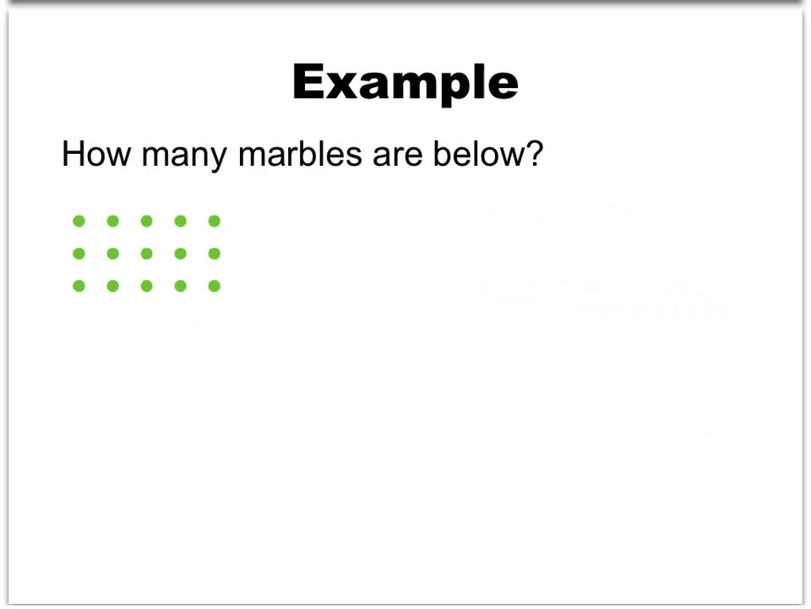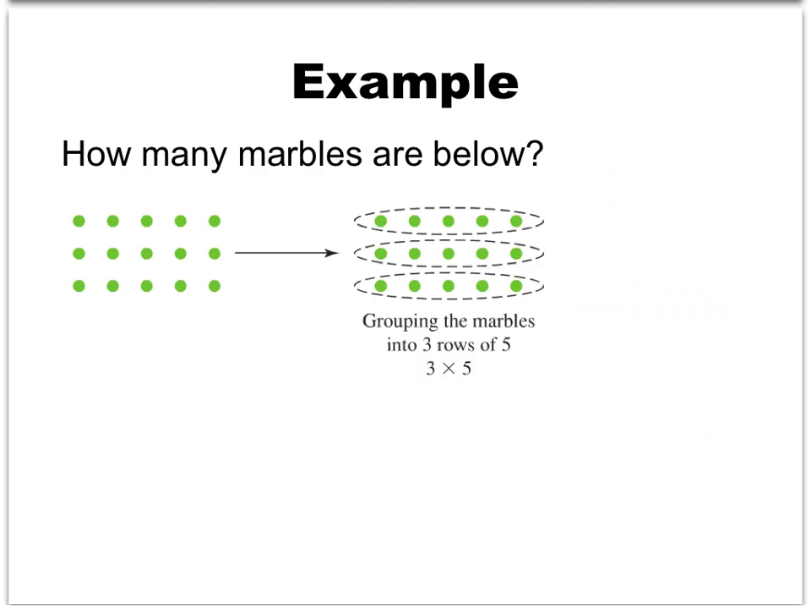So our first example here is going to be a very simple example that's going to illustrate the commutative property of multiplication. So here's a question: how many marbles are in the figure below? Well, we could just count the number of marbles and we'd get 15, but let's look at how we could describe this number of marbles using multiplication. Now there's a couple of ways we could look at this.